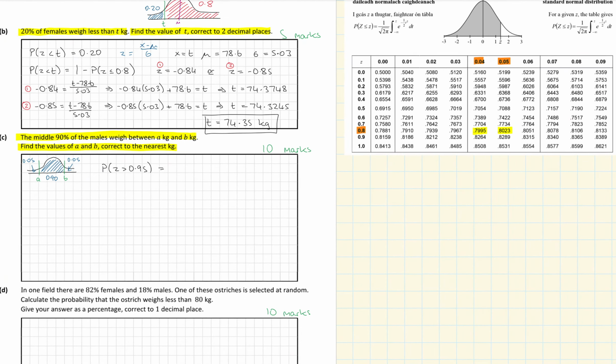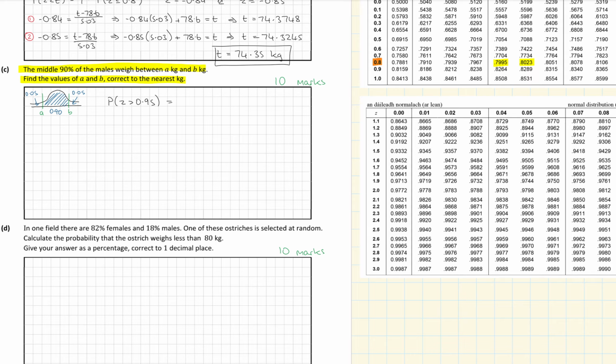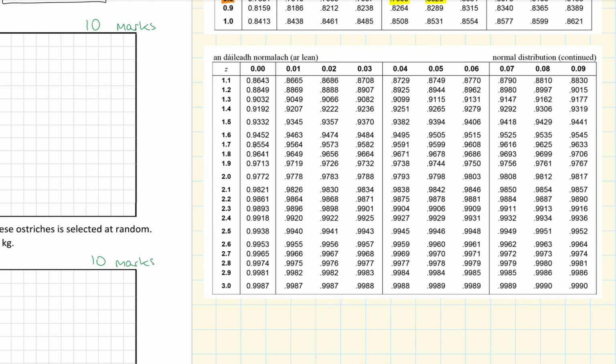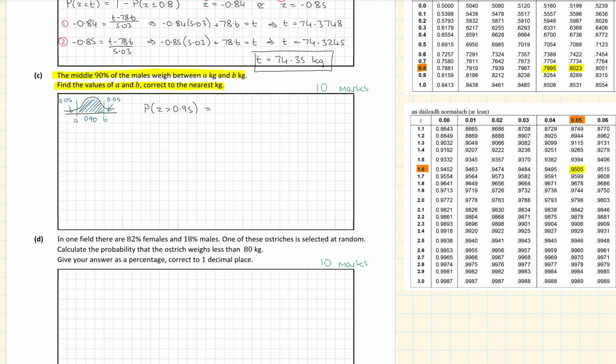I'm going to go to my log tables here. I'll bring in the second page. Give me 1 second again. Okay, so we have our log tables. We're scanning our values again. We're looking for 0.95. Okay, we're almost there. Here we go, we have 0.95. So if we come back up, that gives us 1.65.